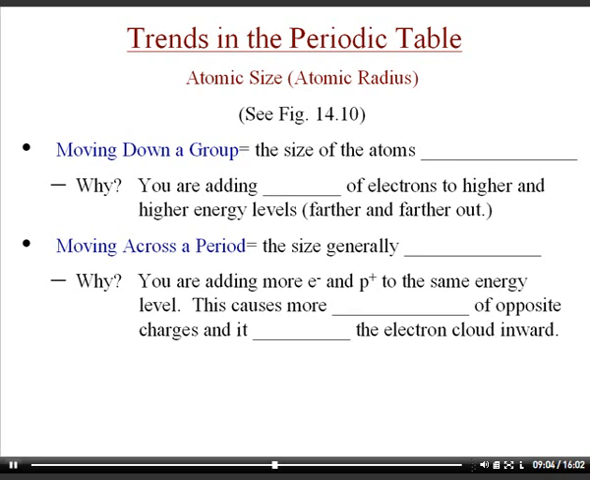So as you move down a group, you're going from 1s to 2s to 3s to 4s, so the size of the atoms is going to increase because the electron clouds are going to be larger and larger and larger. So you're adding more shells of electrons, or more energy levels.